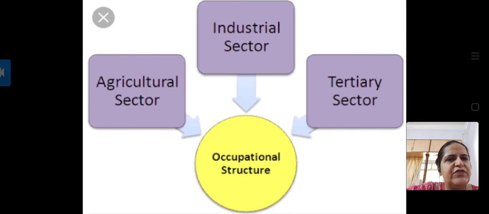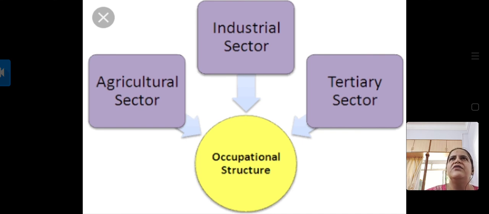Now, with the help of a diagram, we can see the agricultural sector, agrarian society, poultry, fishing, farming, fisheries. The industrial sector, big industries in and around us, the steel industry, iron industry. They contribute. Then the tertiary sector, the service sector. These three are connected to one another and they form the occupational structure.